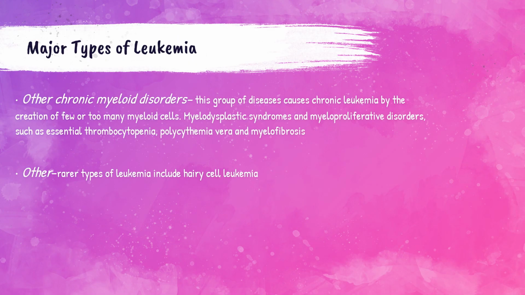There are other chronic myeloid disorders which can cause chronic leukemia by making too few or too many myeloid cells. These are those myelodysplastic and myeloproliferative disorders I discussed in our Introduction to Hematopoietic Neoplasms lecture. So these include things like essential thrombocytopenia, polycythemia vera, and myelofibrosis. There are other rarer types of leukemias as well, such as hairy cell leukemia.